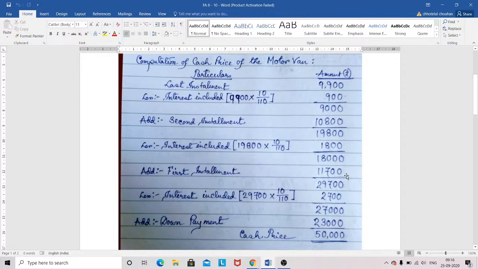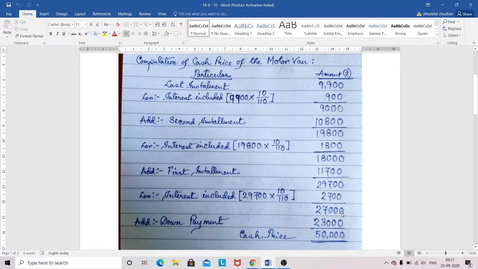For the first installment, I am adding 11,700, so the total balance due becomes 29,700, upon which you have to calculate that 10 by 110, so it will be 2,700. So 27,000 is actually the balance due at the very beginning after paying the down payment. If I add the down payment, 23,000, your cash price came as rupees 50,000. Here it is 50,000, your down payment is 23,000. If I deduct it, you have a balance of rupees 27,000.